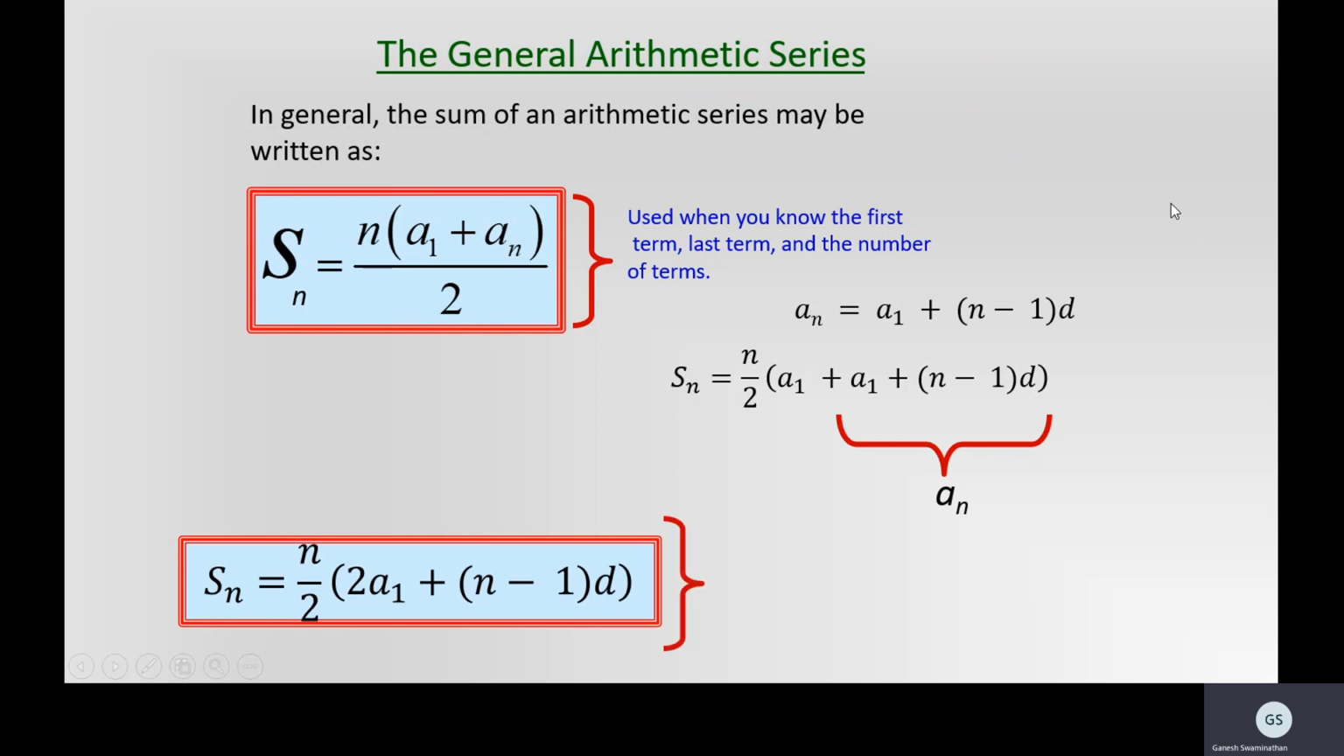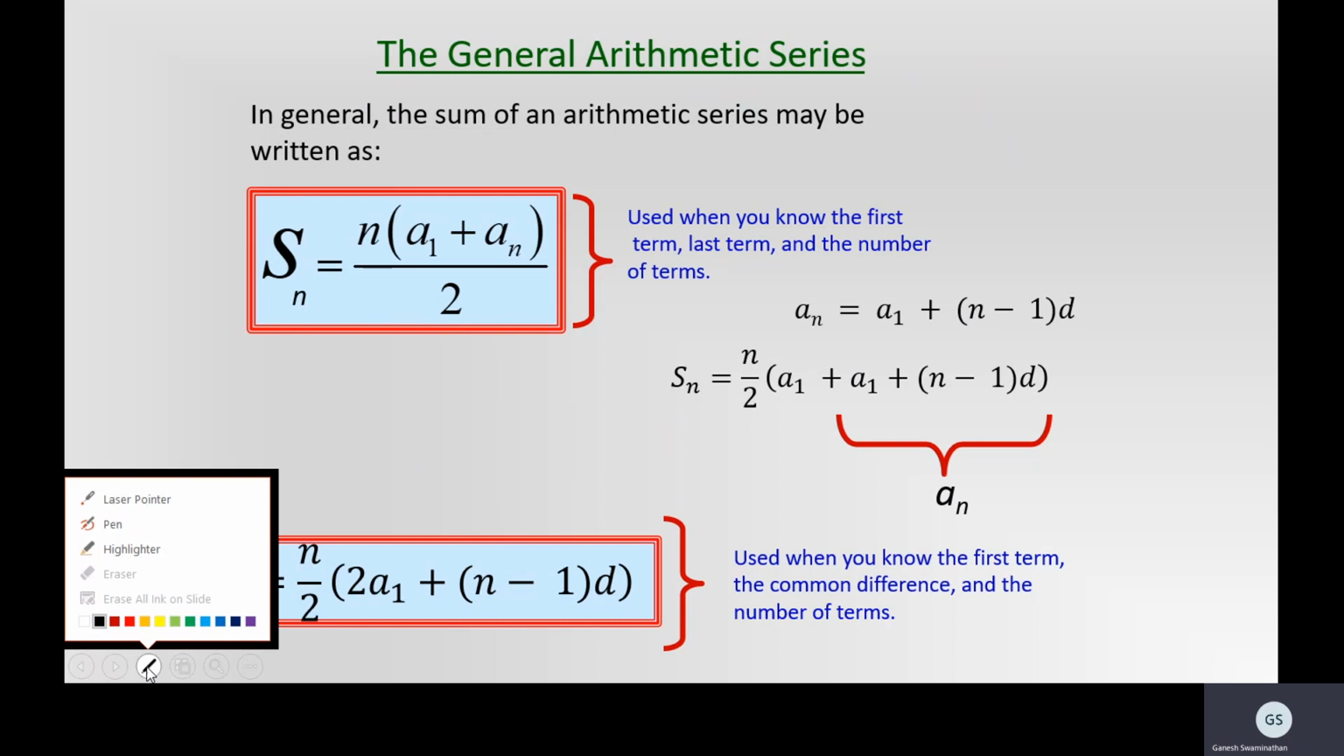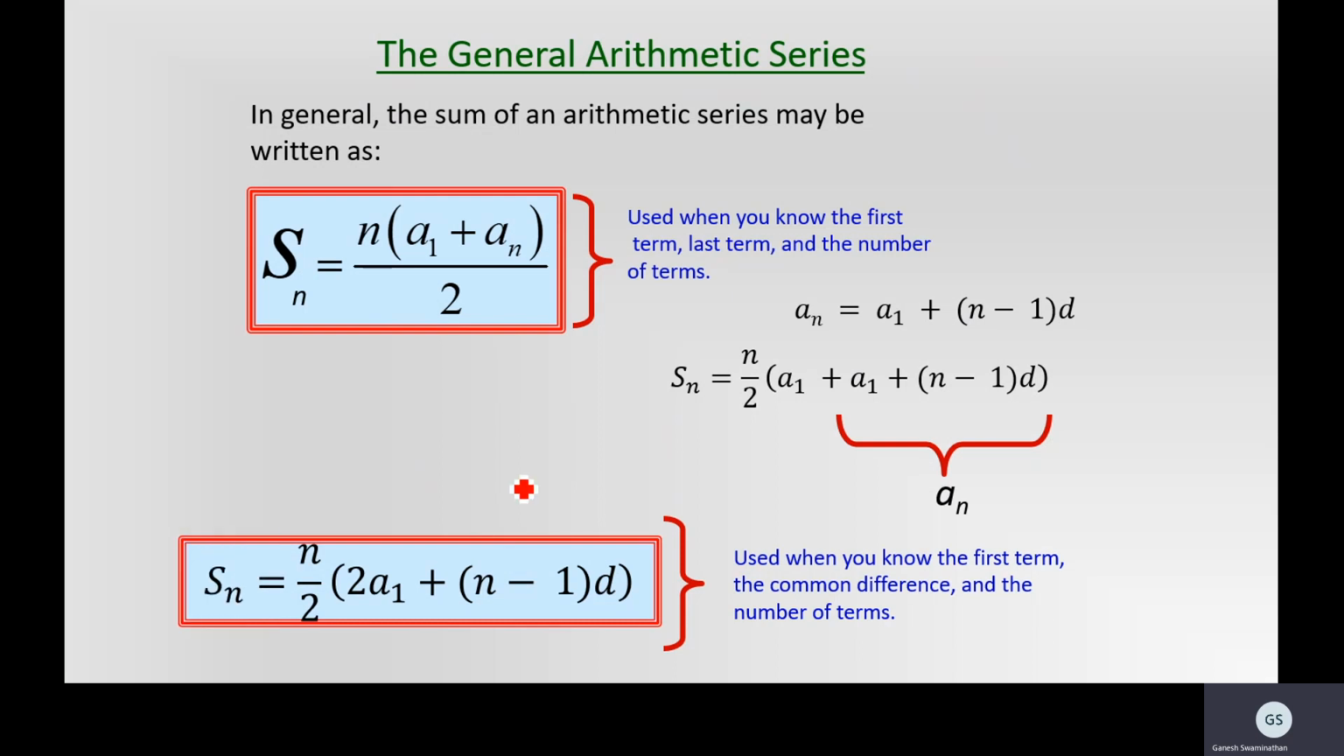Well, why is this even necessary? It can be quite handy in cases where you do not know your nth term. However, you know your first term, which is a1, you know your common difference, and you know your number of terms in the sequence. Well, it can be easily obtained just by finding the nth term also.